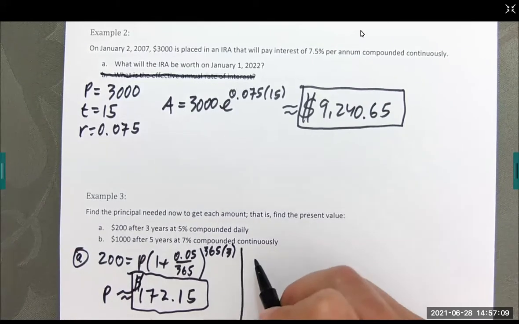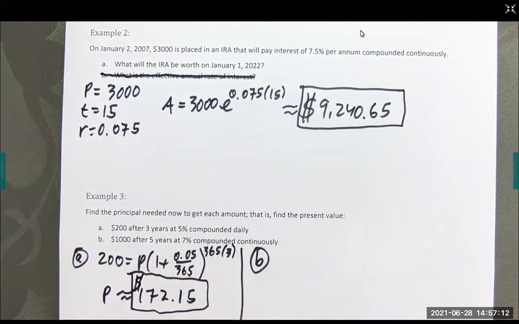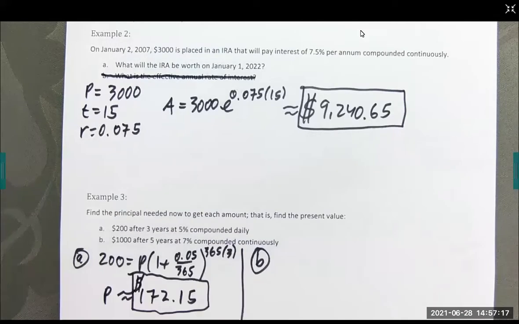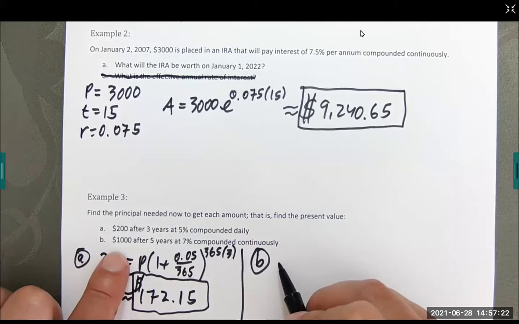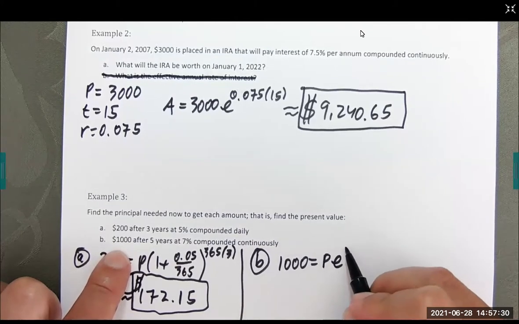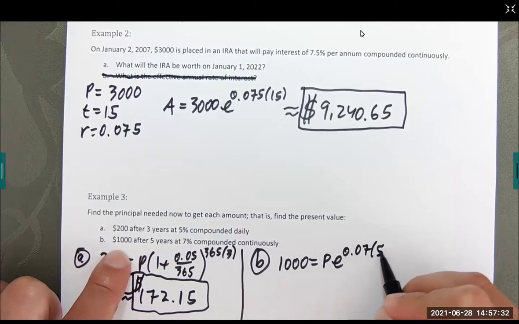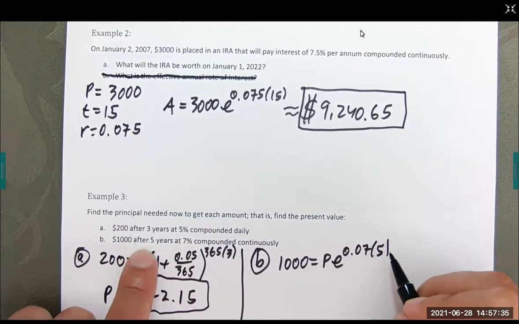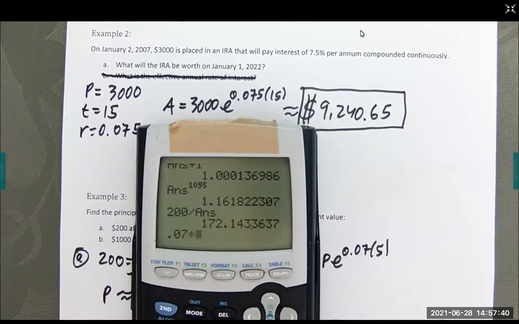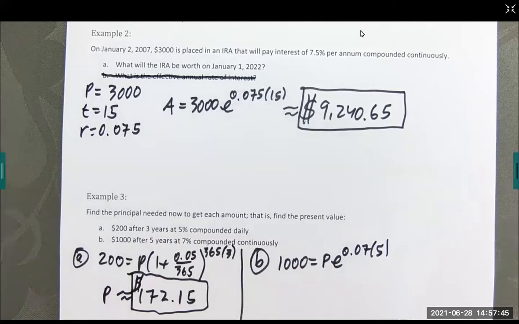Part B. Now we're using the Pert formula, that's continuously compounded. So we have that, and again, we're looking for P. A in this case is 1,000 equal to P e to the 0.07 times 5, which is rt. There's r, there's t. And I want to point out that 0.07 times 5 is 0.35. Just keep that in mind. That's going to be the exponent.